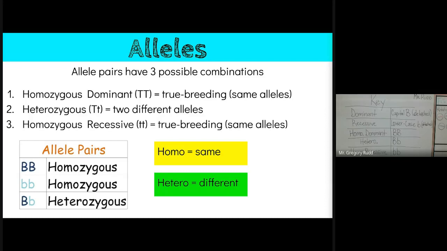What'd you say? If I've got two dominant, I've got two capital B. A capital B gives me detached earlobes.